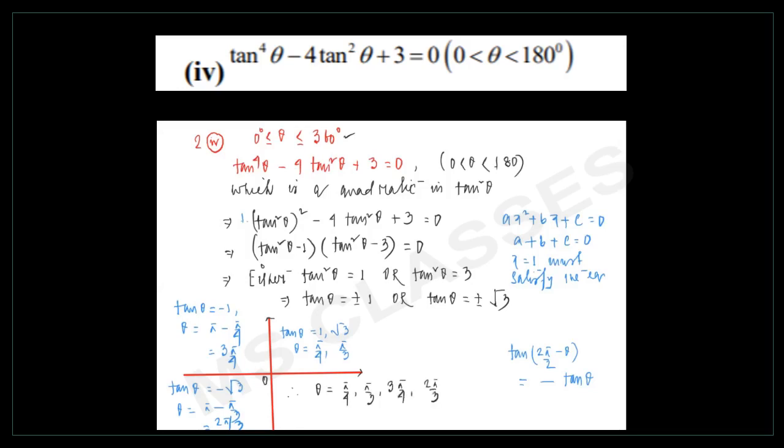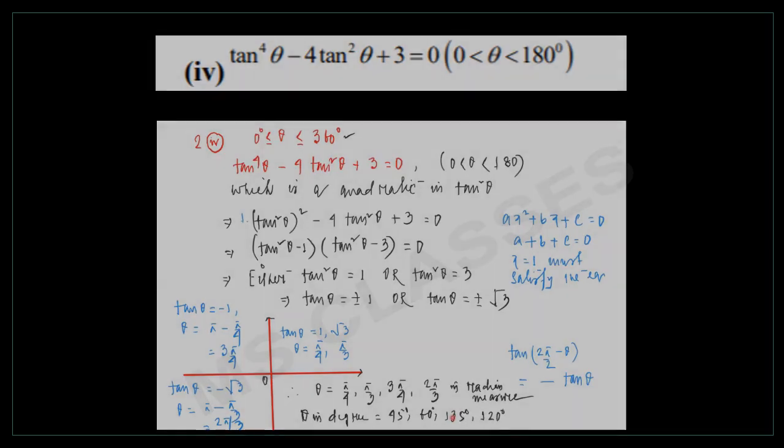Now, someone can think, okay, I'll write in degree measure. This is in radian measure. If someone wants to write this in degree measure, obviously the person can write theta in degrees as 45 degrees, 60 degrees, 135 degrees, 120 degrees. You can write 120 before also, no issues.